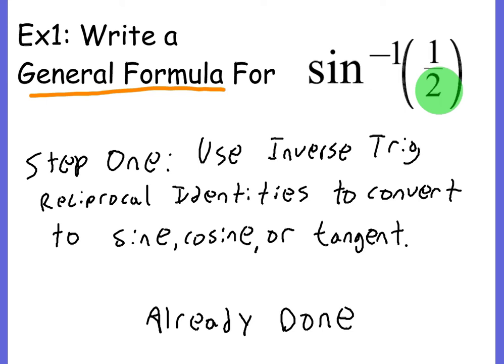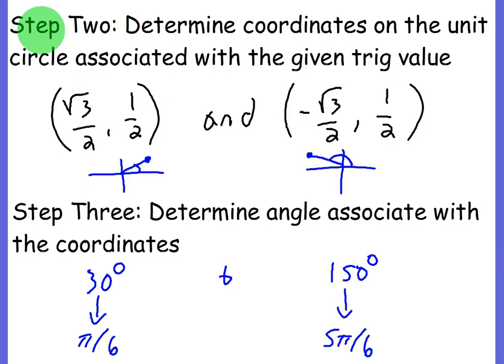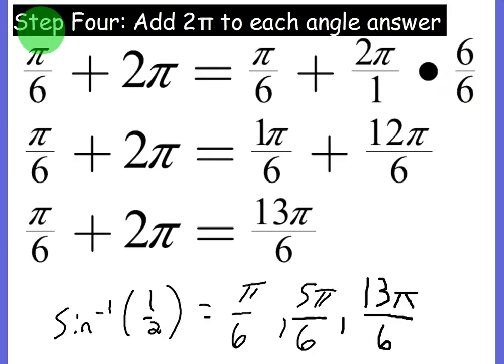Okay, so we know it's true at pi over 6. We know it's true at 5 pi over 6. How can we write a formula for that? Make sure it's in terms of sine, cosine, or tangent for step 1 like we've been doing. We know it is. Now we want to determine the coordinates on the unit circle where this is true. We just said it's at pi over 6 and 5 pi over 6, or 30 and 150. Now, if we keep rotating the circle, we can generate more and more angles that make this true.